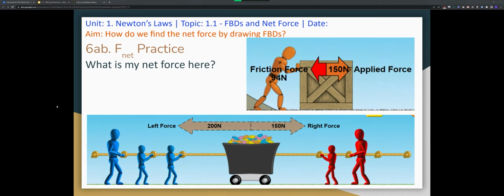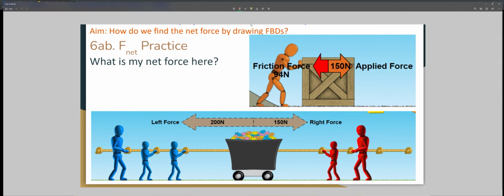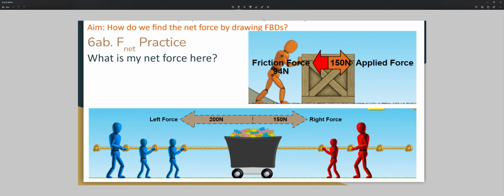So let's take a look at the bottom image first, right? Let's look at the bottom image first. So the bottom image, 200, 150. So you have a negative force here, right? So your F net for the bottom image will be negative 200 plus 150, which is equal to negative 50 newtons. And that would be my net force there for the bottom.